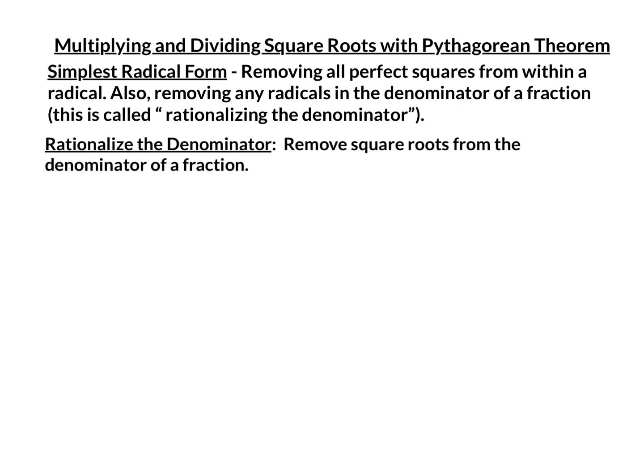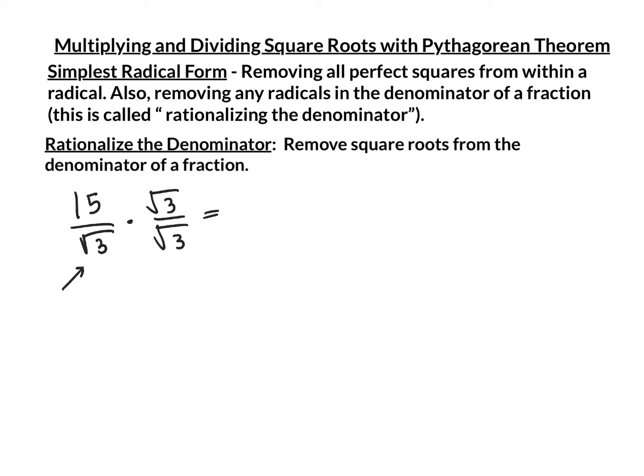Let's do a couple more examples. If I had 15 divided by root 3, I have a square root in the denominator. We're not going to leave that in the denominator. We're going to make a 1 with it. Whatever your square root is in the denominator, just make a 1 with it. Anything divided by itself is 1, and that won't change the value of my answer.